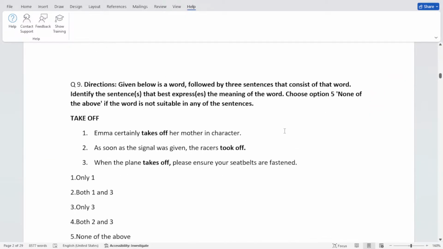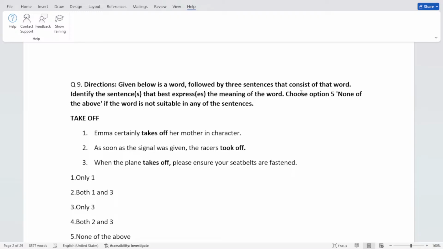Ninth question. Here it is about the directions. Given below is a word followed by three statements that consist of the word. Identify the sentences that best express the meaning of the word. Choose option 5, none of the above, if the word is not suitable in any of the sentences. Here the word is given as takeoff. So accordingly, we have to see the situations.